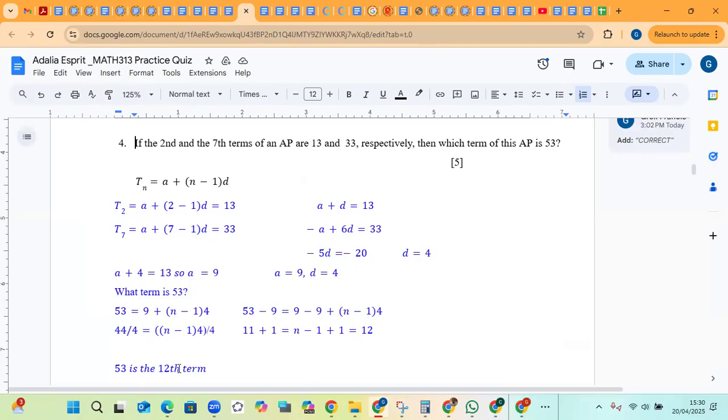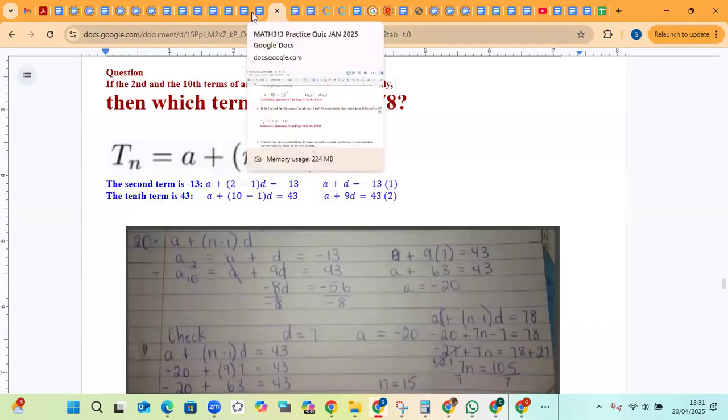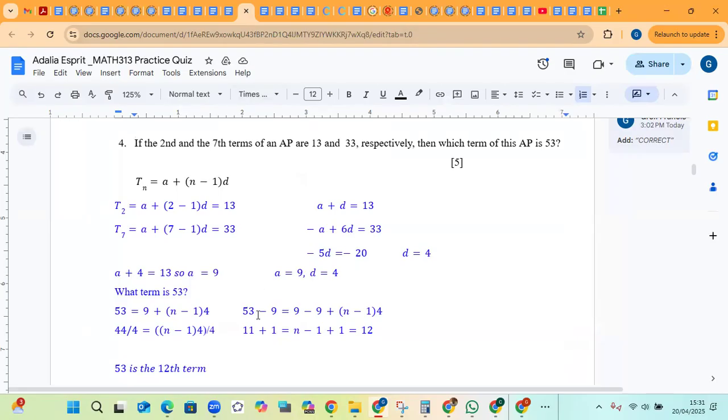So a slightly different algorithm, but arriving at the same answer. As you can see here, she did not clear out the brackets like how it was done in the example. In the example, the brackets were cleared out, 7 times n and 7 times negative 1. But here, she basically canceled out the 9, subtracted 9, and then divided by 4. And there was no need to clear out the brackets because once you divide by 4, the 4 is gone. Then the bracket is cleared, and then you just add 1 on both sides, and you have 11 plus 1 is 12. So the 53 is the 12th term.